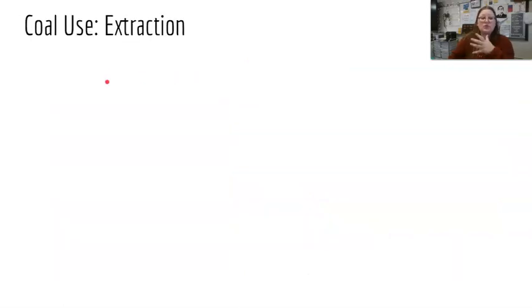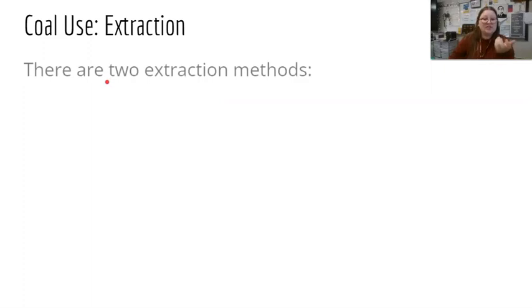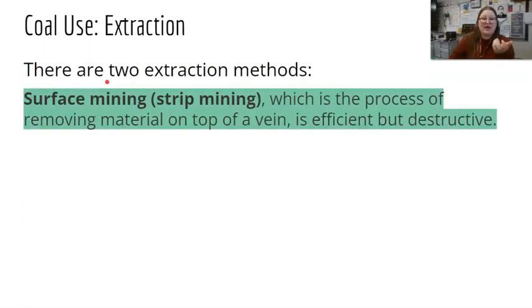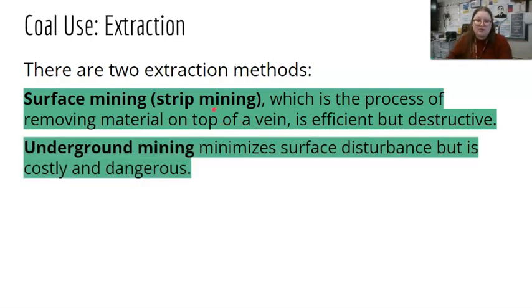So to use coal, we have to get coal. So that's called extraction. And there are 2 extraction methods. There is surface mining, which is also called strip mining. And this is removing material on top of a vein, which is super efficient but destructive. So basically we have a vein of coal running underground and we just peel away the top of the surface to get to the coal. So super efficient. But that has a huge impact on the surrounding area.